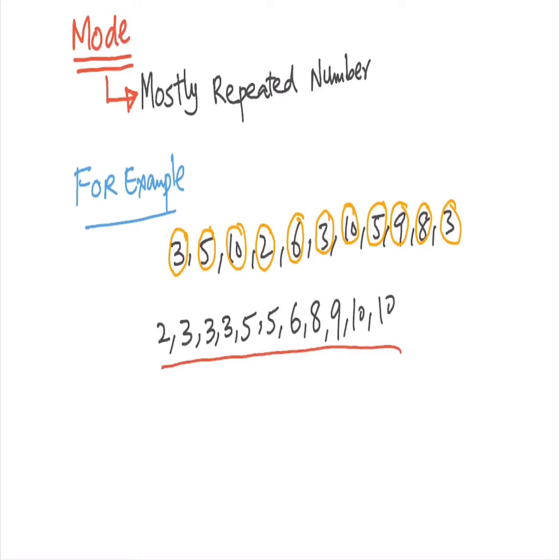So it means 3 is repeated mostly. So 3 is the mode in this case. I can write down: mode is 3. Why 3? We get 3 is repeated mostly. That's why 3 is the mode in this series. This is straightforward because the set of numbers is given.